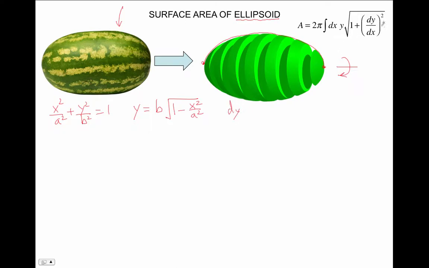Now, the next thing, as we can see over here, we need to calculate this square root factor. So dy by dx from here is obviously b over a, and then here we have minus x divided by square root of a squared minus x squared. Now let's put this all into the formula. So the integral goes from minus a to plus a. You see that when x is equal to either plus or minus a, y is 0. So this point here is minus a and this point here is plus a.